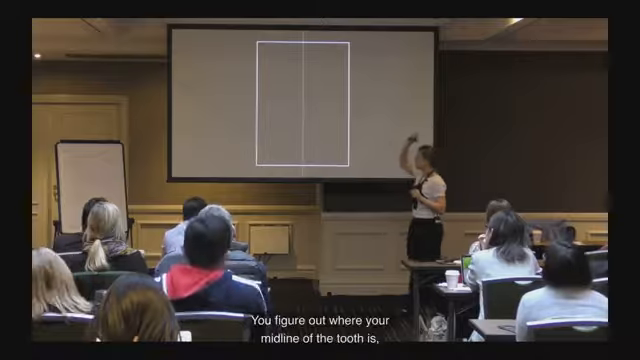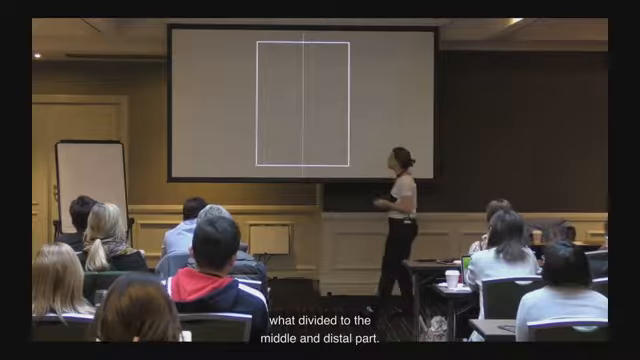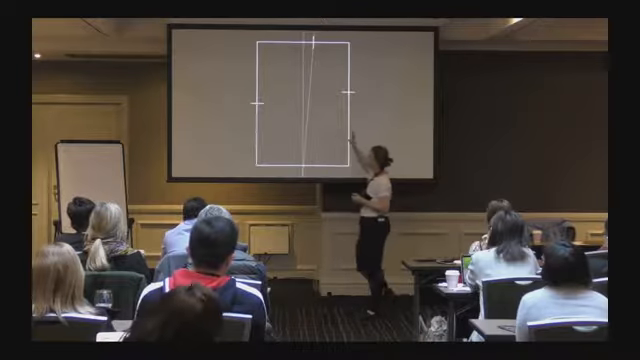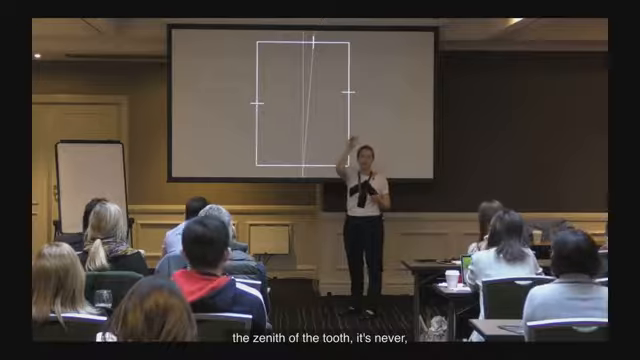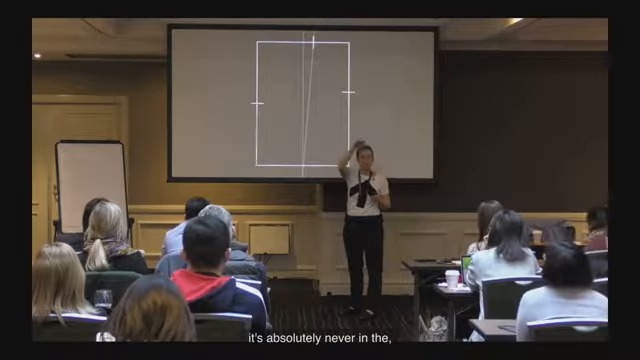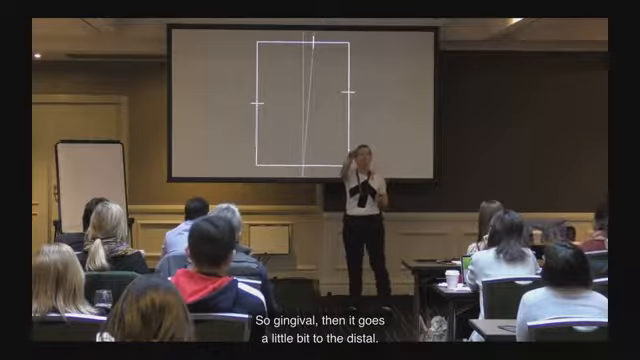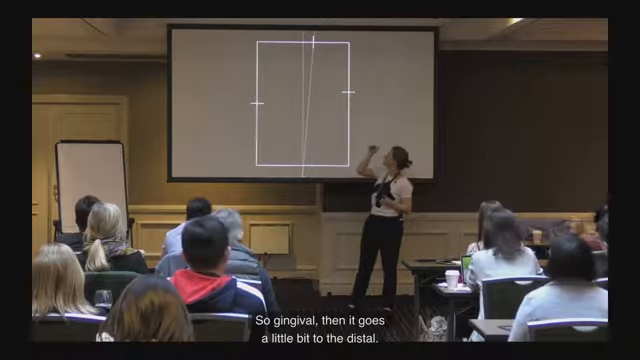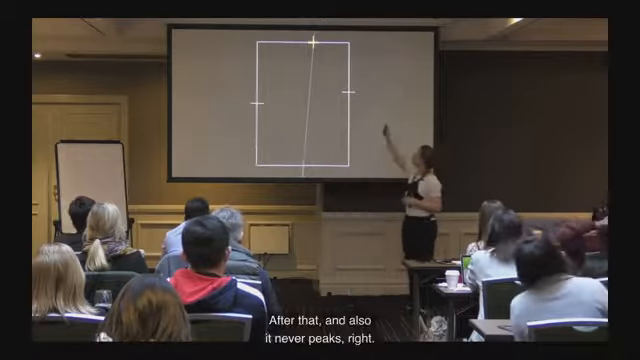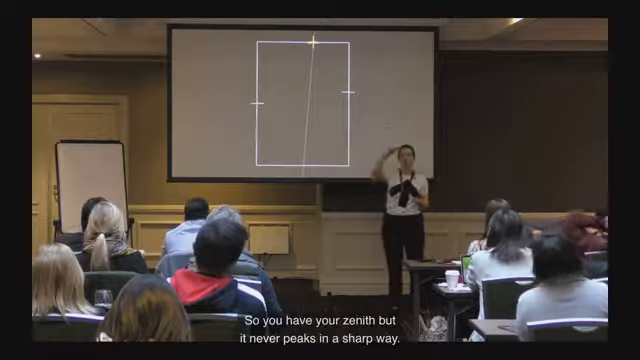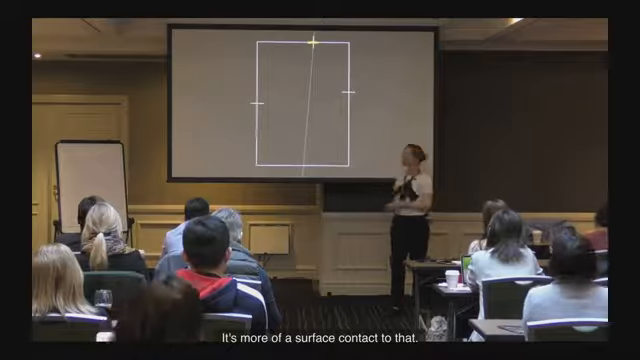You figure out where your midline of the tooth is, what divides it to the mesial and distal part. And for the central incisor, the zenith of the tooth is absolutely never quite in the middle of the tooth. So gingival zenith goes a little bit to the distal. Also, it never peaks, right? So you have your zenith, but it never peaks in a sharp way. It's more of a surface contact to that.